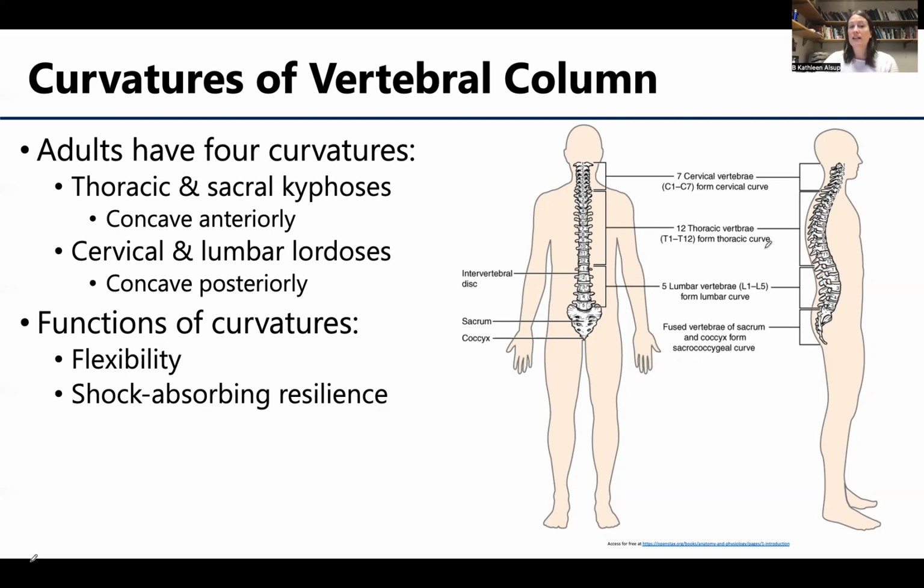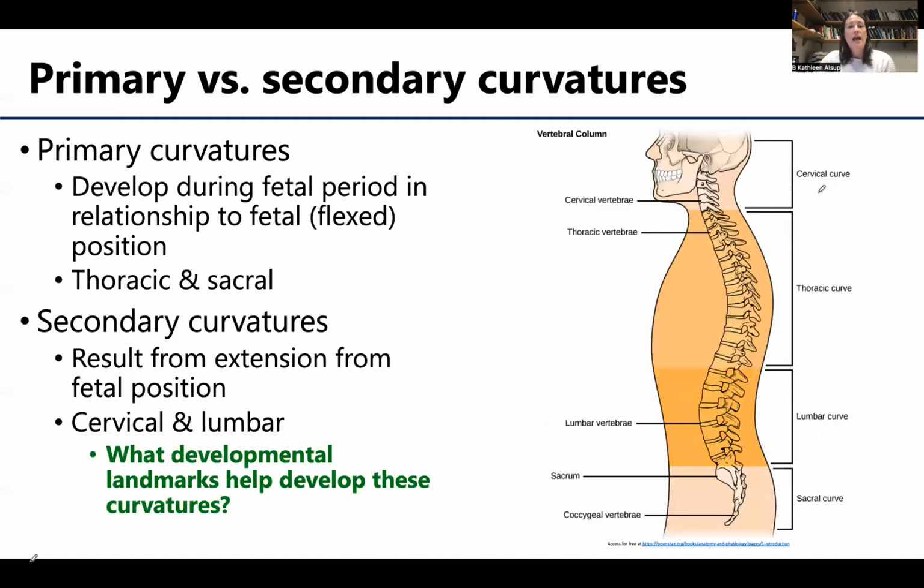You're going to have the thoracic and sacral kyphoses. This means that they are going to be concave more anteriorly. And then you have the cervical and lumbar lordoses, which are going to be concave more posteriorly. And these can actually be separated into primary and secondary curvatures.